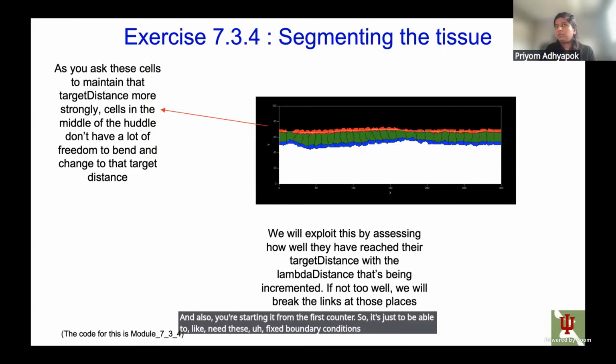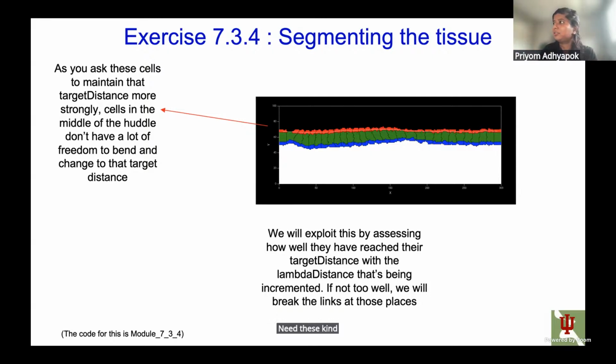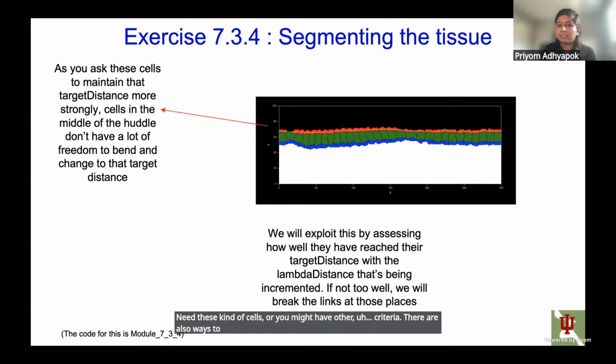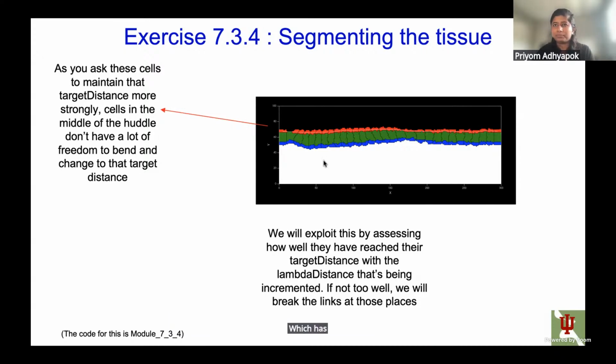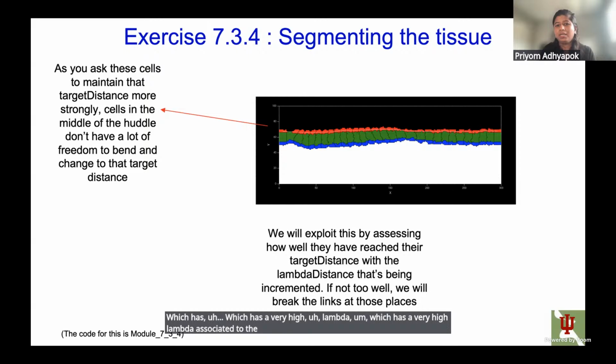Depending on our simulation, you might not need these kinds of cells, or you might have other criteria. There are also ways to put wall-like cells in CompuCell, and basically the idea is that you could put in a separate cell type which has a very high lambda associated with the volume plugin, and so essentially that makes them very stiff. So you could also do things like that.